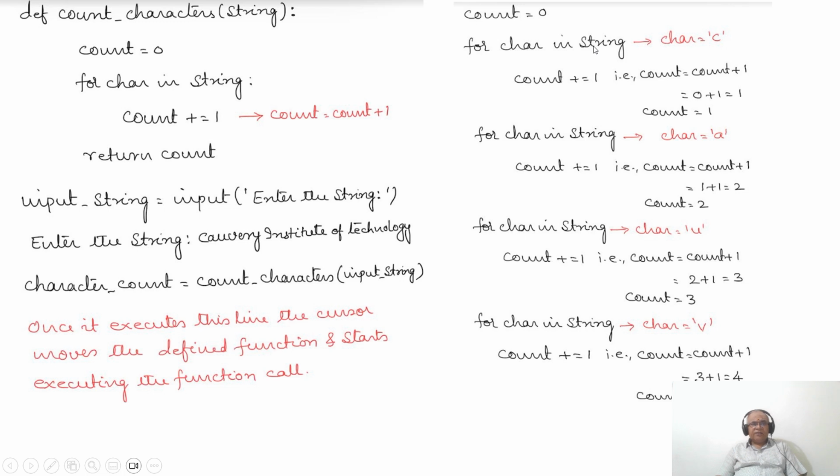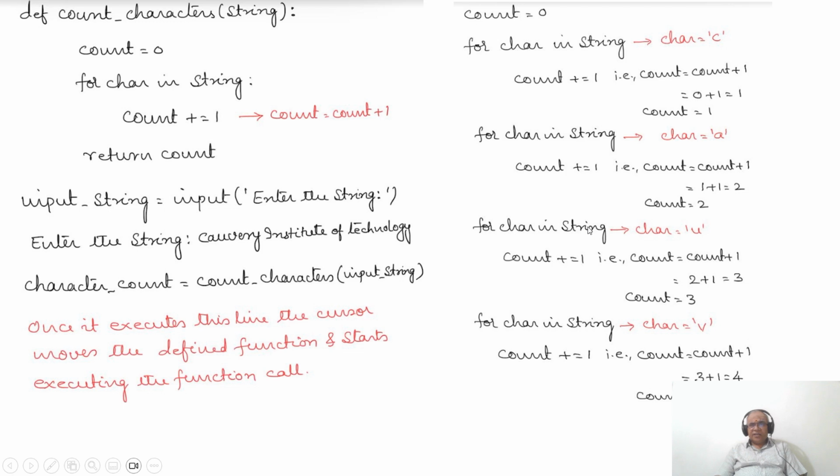For character in the string, first it is going to take the character C, because Kaveri, C is the first character. Count plus equal to 1. What does it mean? Count is equal to count plus 1, that is 0 plus 1 equals 1. The count will be equal to 1. So that is what I told. Then for char in string, it will go for A. Is character A in that string? Yes, Kaveri Institute of Technology. So count will be equal to count plus 1, that is 1 plus 1 it becomes 2.